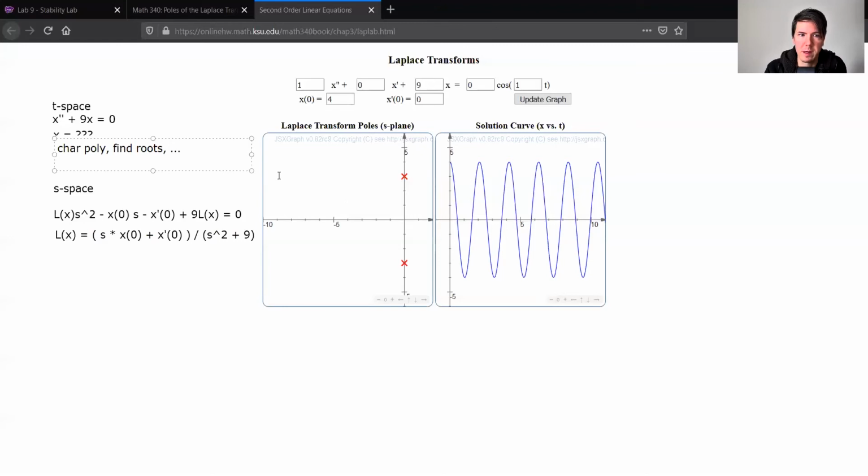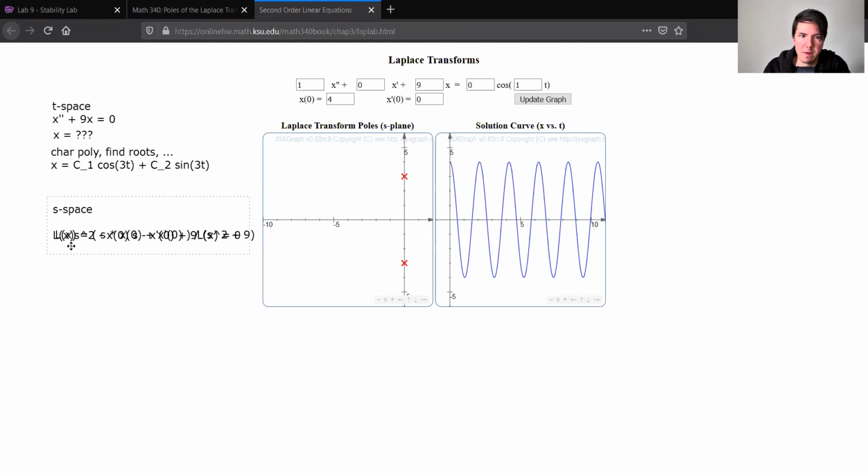And if you go through all this process, you'll find that x is going to be equal to c1 cosine of 3t plus c2 sine of 3t. So that's something that you can already do, or if you maybe forgot or didn't feel super comfortable, with a little bit of review you could do it, no problem. But instead of just going through the process of finding the characteristic polynomial, finding the roots, and so on, and coming up with the solution curve, what's interesting is just to look in the S space.